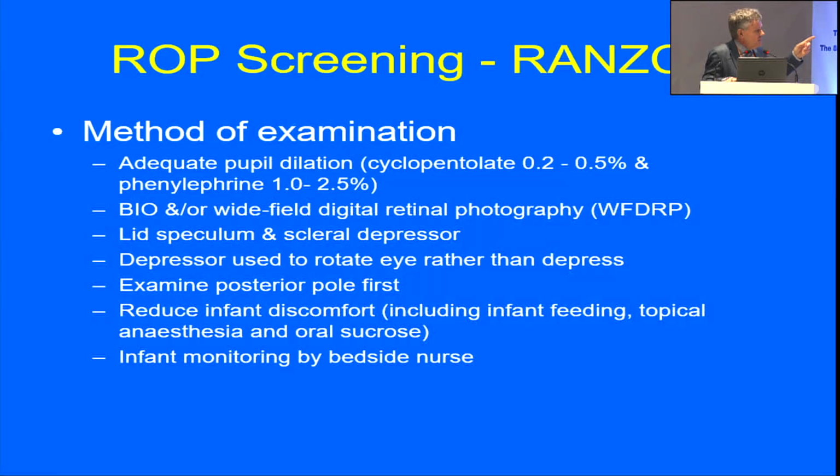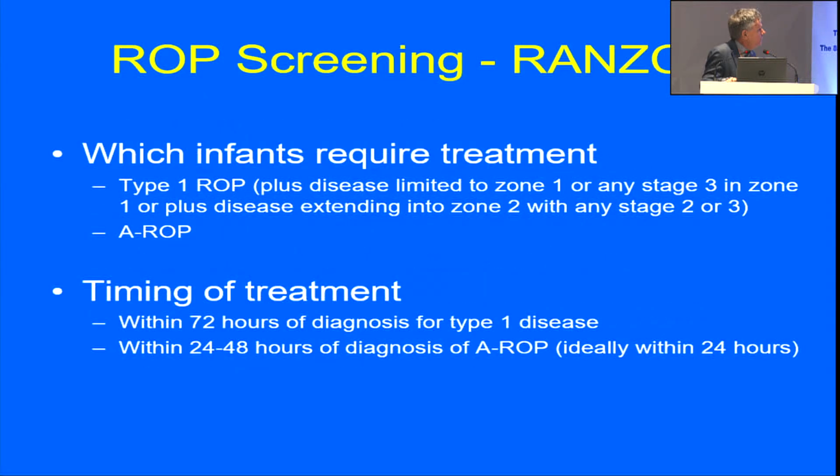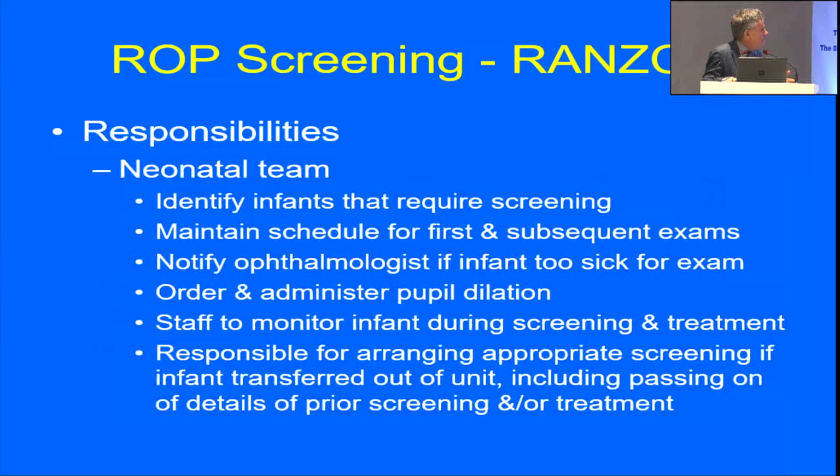Important features here are pain control. Pain control is always important for a premature infant, and it's one of the things that gives a better outcome. So sucrose, topical anaesthesia. Infant monitoring to make sure that they're stable during the examination is not the responsibility of the ophthalmologist. Which children require treatments? Well, that's really covered in ICROP, type 1 and AROP. The timing of treatment needs to be specified in your policy.